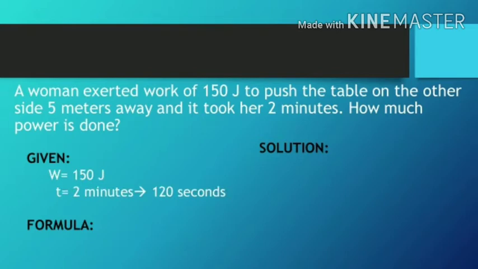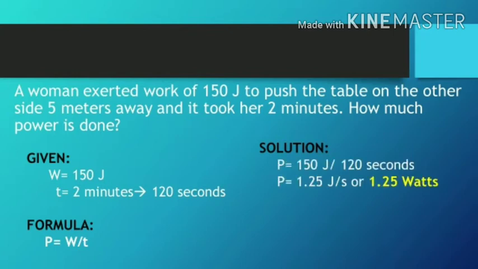Givens are: work is 150 joules, distance is 5 meters, and time is 2 minutes, which is equal to 120 seconds. Formula used: P = work divided by time. In the solution, we will only use work and time, therefore, disregard the distance. P is equal to 150 joules divided by 120 seconds. The answer is 1.25 watts.